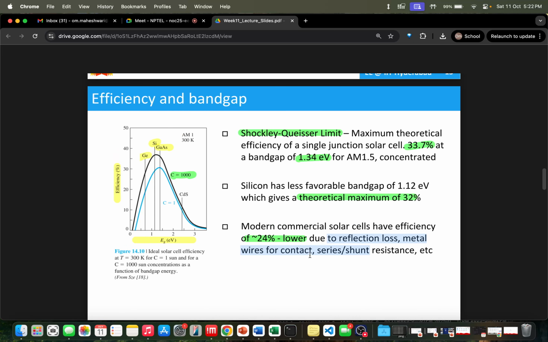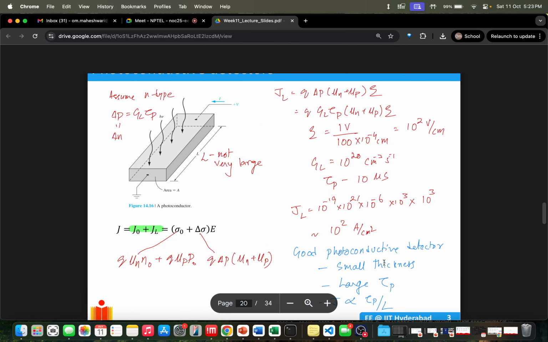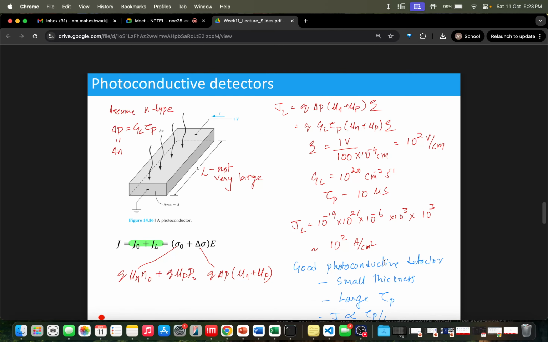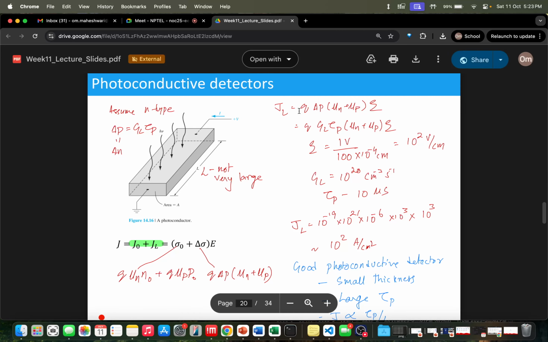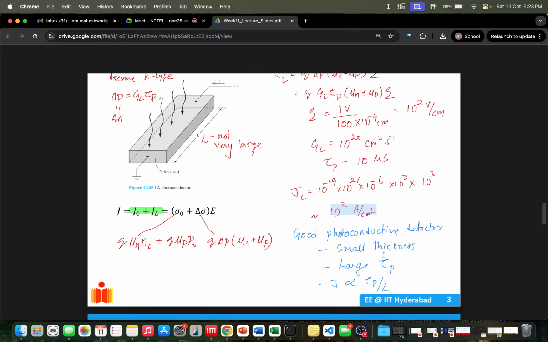So a good photodetector has small thickness, large tau p, and J is proportional to tau p by L. Tau p is the lifetime of the generated carriers. So in this equation, if you put some values, you will get JL around 20.2 ampere per centimeter square.